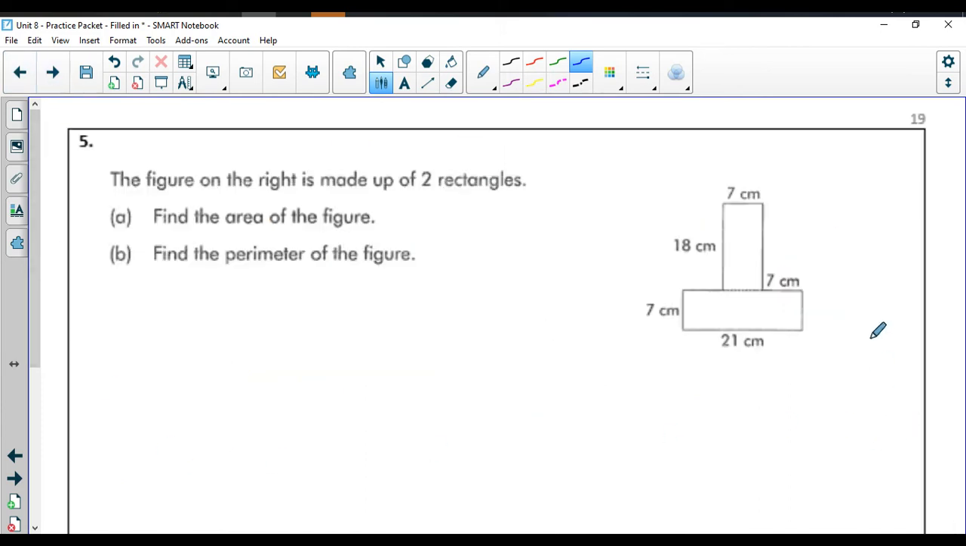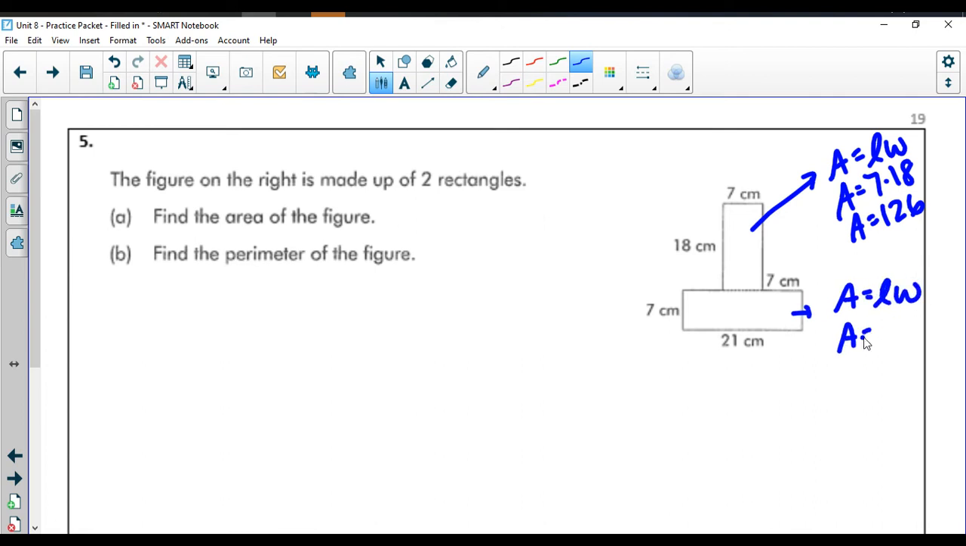Question 5, the figure on the right is made up of 2 rectangles. Find the area of the figure. So first thing, that's the first piece. So noticing the area, this has length and width. So I'm going to draw area equals length times width, 7 times 18, which will give me 126. Down here, area is length times width. So I have 21 times 7, which is going to be 147.